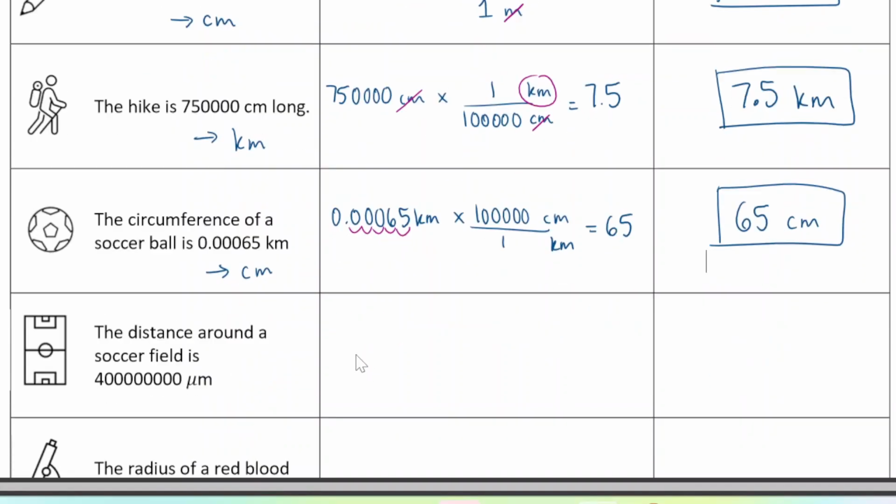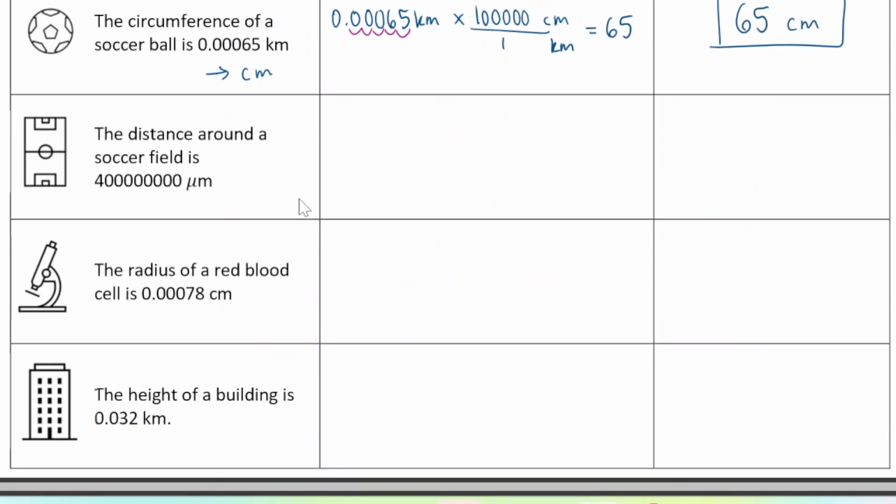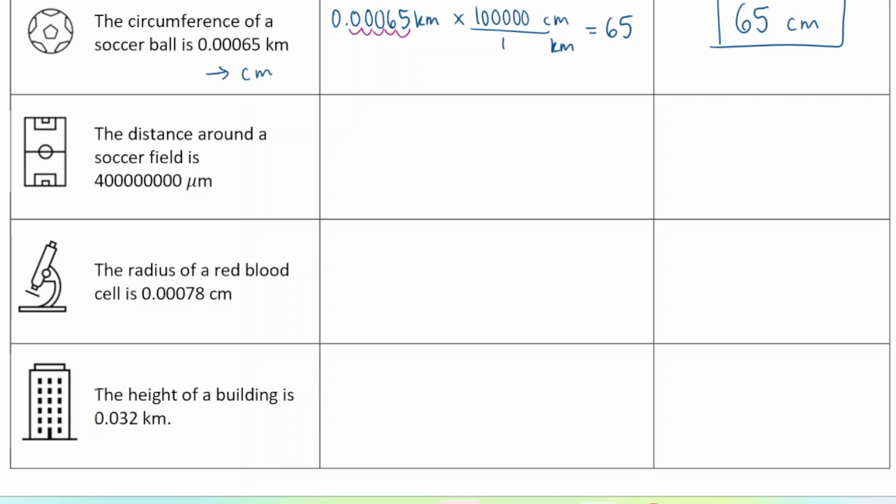Okay, last few you could try yourself if you want. The distance around a soccer field is, what is that? It's like 400 million micrometers. That sounds ridiculous. Let's change that into meters. Okay, so you could also do kilometers here, but we're going to do meters. So 400 million. I think it's 400 million. Let's double check. Yeah. And so that's micrometers. And there is 1 million micrometers, if you recall, if you look back up at the scale there, in 1 meter.